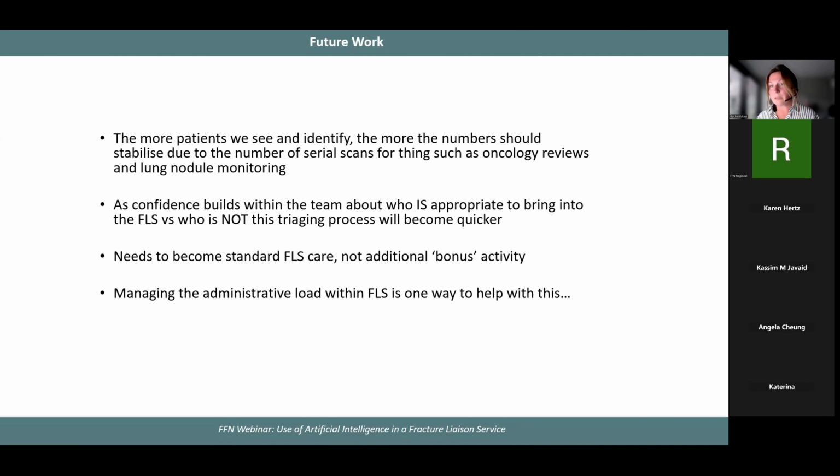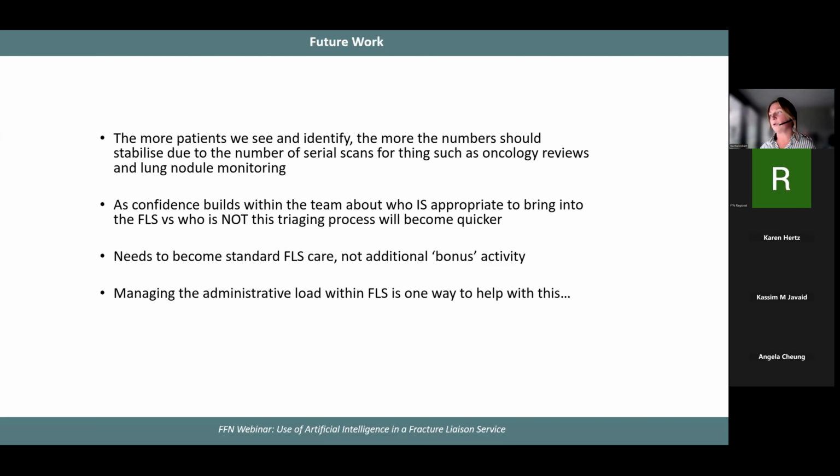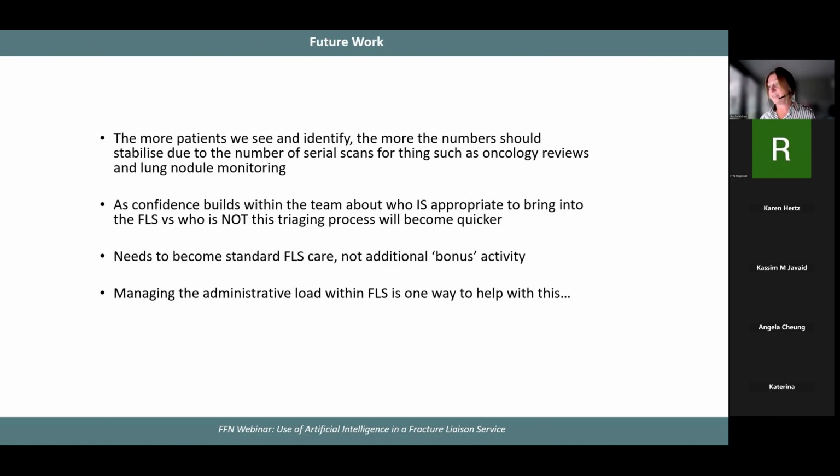But delivering that news to them is very different than speaking to a patient who has fallen over and broken their wrist and is aware that they've had that fragility fracture. So all of that takes confidence, and that is a process that is really important when you're thinking about bringing this into an FLS setting. The other thing is really making sure that this is standard FLS care and not activity that is just done when we have time and capacity. These are patients that are really high risk and we need to make sure that we are prioritizing them.